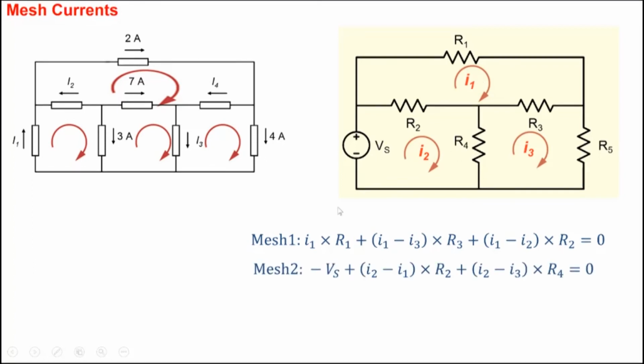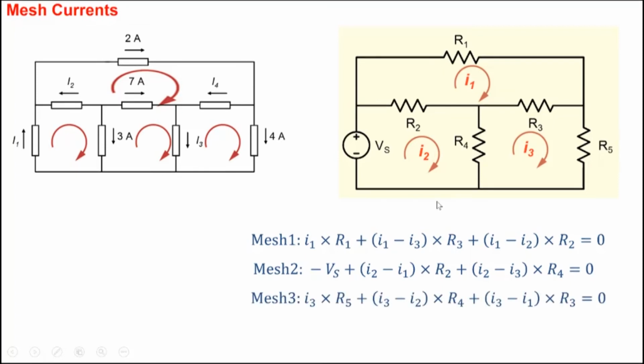Write down KVL in mesh number 2. So let's start from here. There's minus Vs. There's a voltage gain here. Then the drop here across R2. So the net current will be I2 minus I1. So we go along the direction of the current that we have chosen, right? So the drop here will be I2 minus I1 into R2. Then we come here, and the drop is going to be, we are going from up to down here in the direction of the currents chosen here, and that would be equal to I2 minus I3 into R4. So we can choose a clockwise direction of mesh currents everywhere to be consistent.